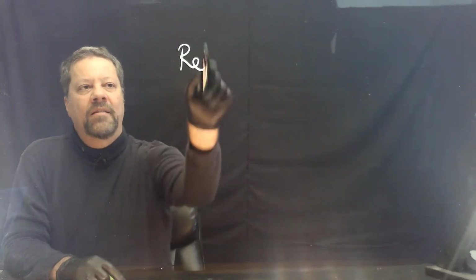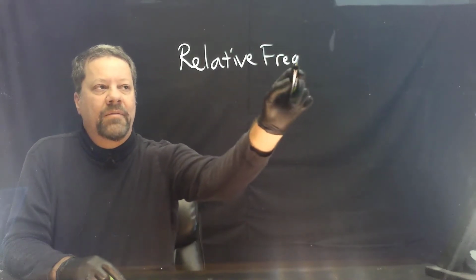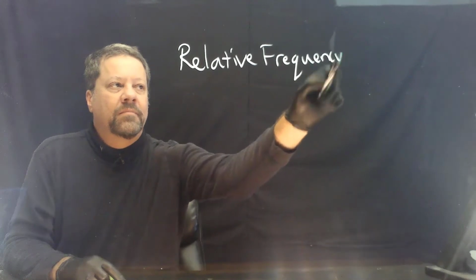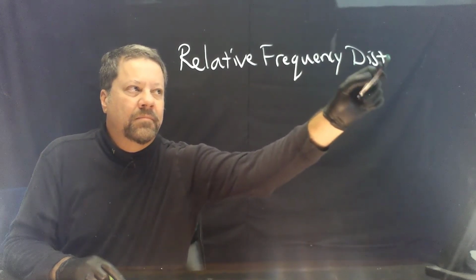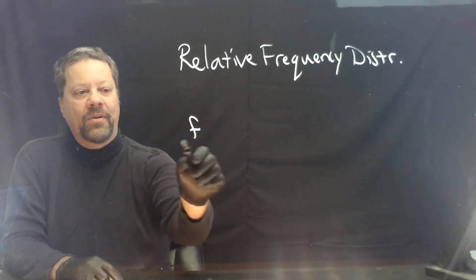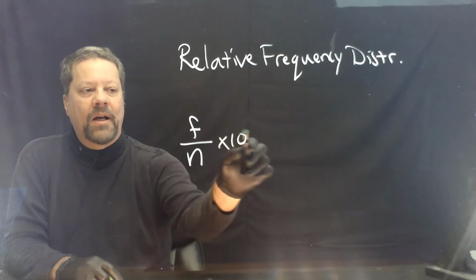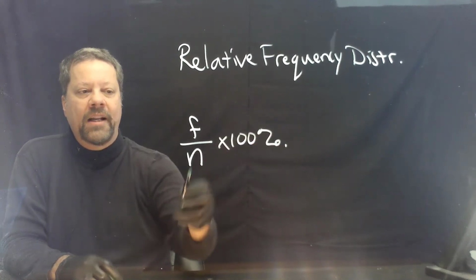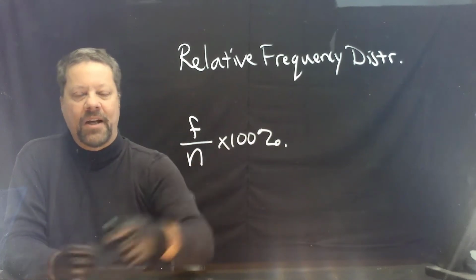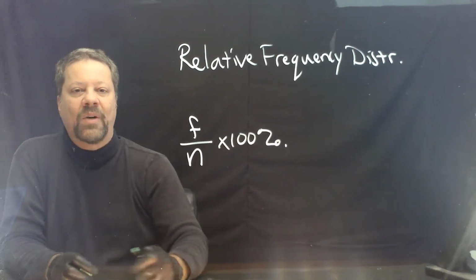For a relative frequency distribution, you take the frequency in each category and divide by the total number of data values times 100%. So you're getting the proportion of data values times 100%, the percentage of data values within each category.